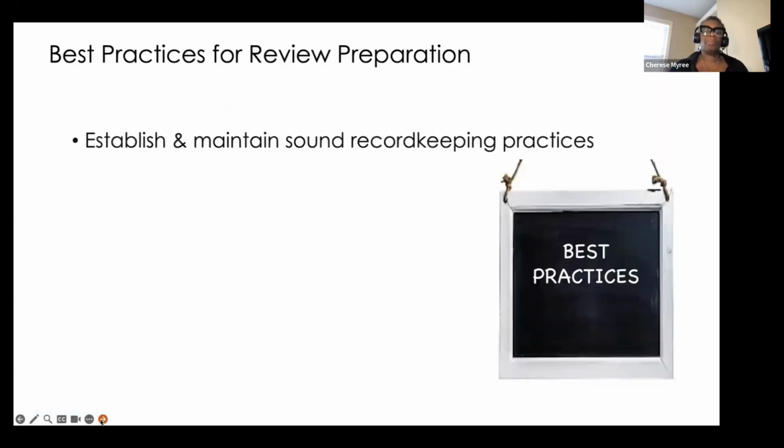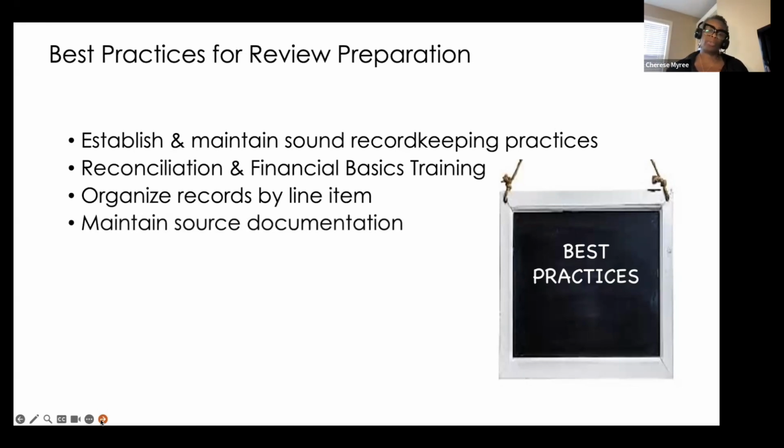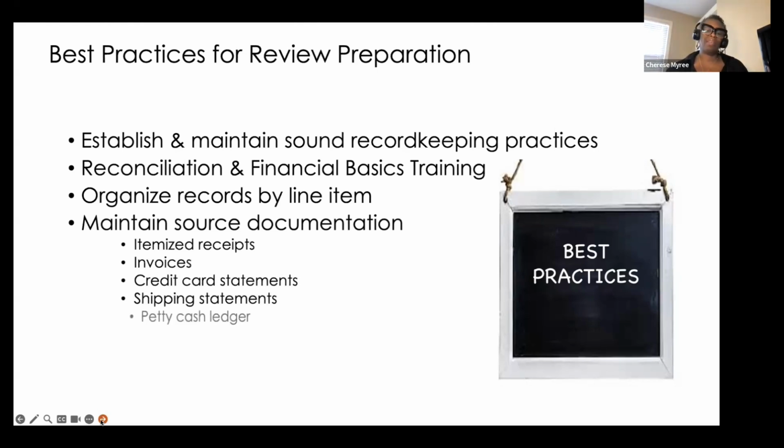So best practices would be for you to establish and maintain sound record keeping practices that coincide with your grant agreement. You want to attend the reconciliation training. There is a reconciliation training that's offered, and also this training will help you get some best practices in place. It's great to organize information by line item. Maintain all of your source documentation like itemized receipts, bank statements, invoices, credit card statements, shipping statements, ledgers, policies and procedures, canceled checks, all those kinds of things, right?